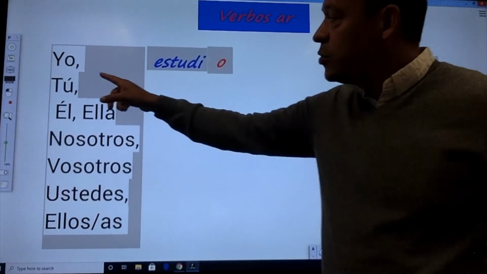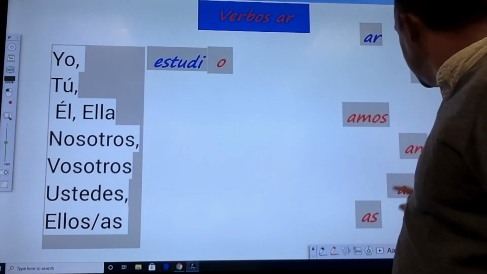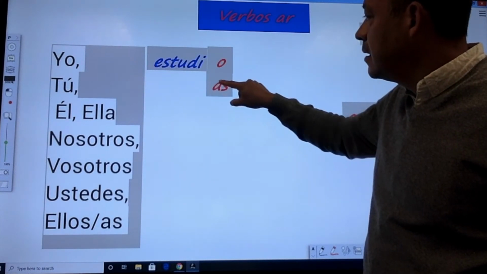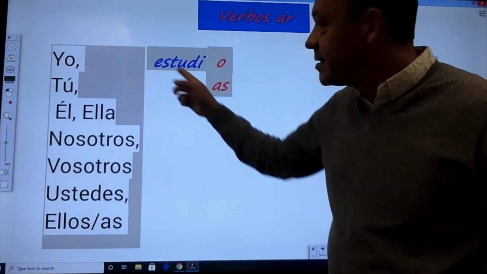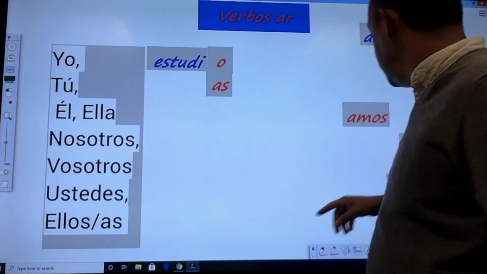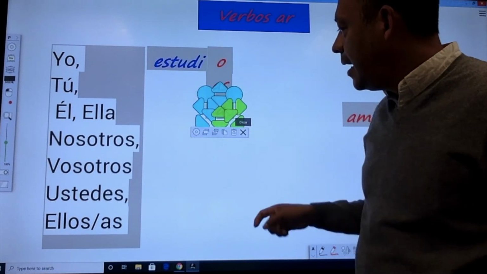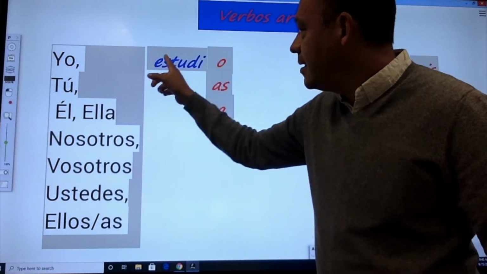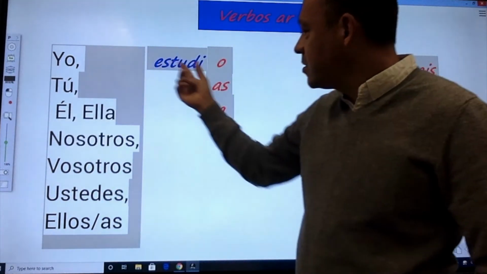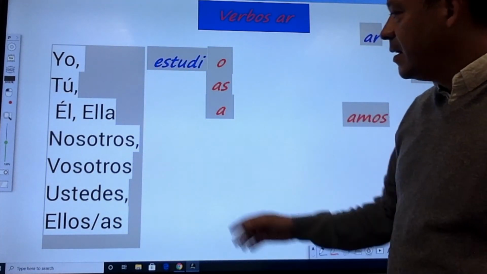Perfecto. Tú. For tú, the ending for AR verbs is as. Tú estudias. For él or ella, the ending is a. Él estudia, ella estudia. Paul estudia, Marisa estudia. Same thing.